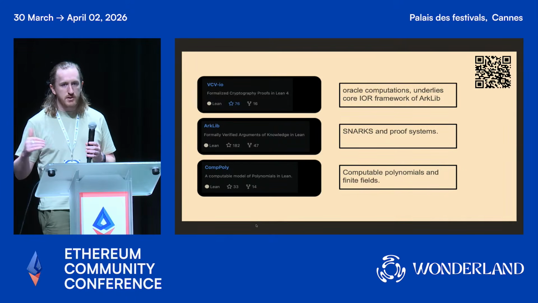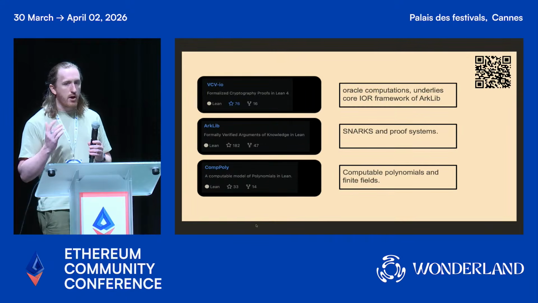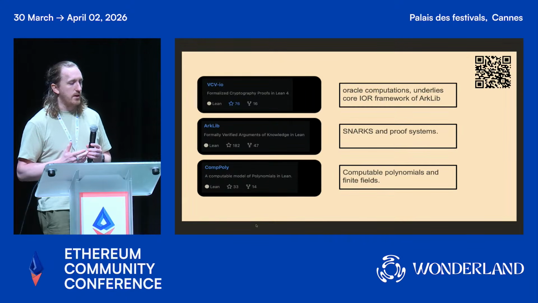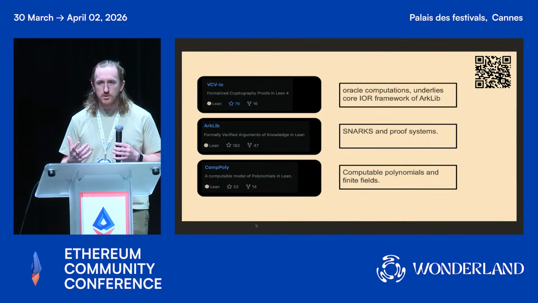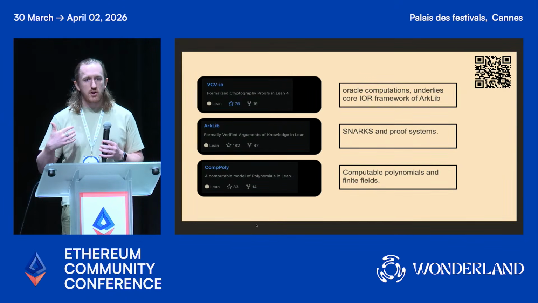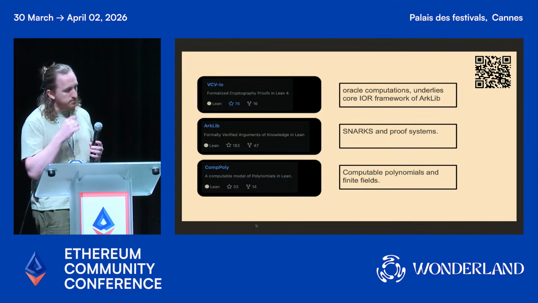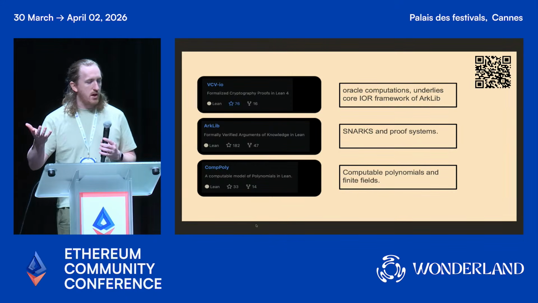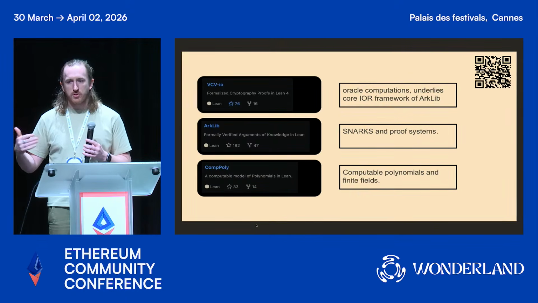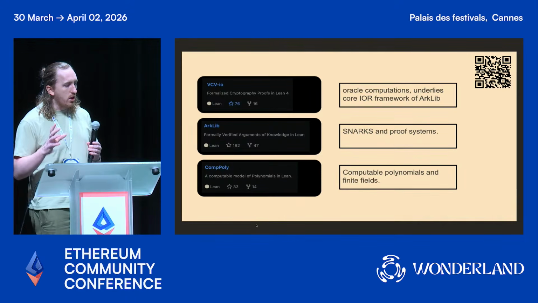It's supported by several repositories. I've included two, the one above and below here. The one above is called vcVIO, and it formalizes all of the Oracle computation. So if you're familiar with SNARKs, there's this interactive Oracle reduction framework where you produce a witness, there's a challenger, and you go back and forth, and that's how you get your probabilistic cryptographic guarantees. So all of that is formalized in vcVIO, and arclib relies on it.